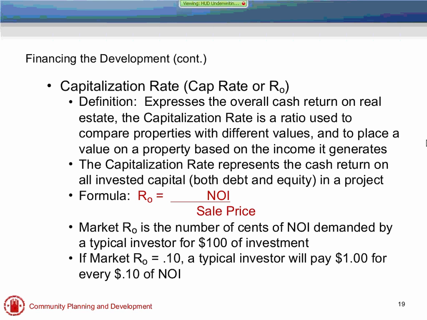The reasoning behind this is, what are investors in income properties seeking when they buy them? Well, they don't really care about how much space they're getting because they're not going to use the space. What they're seeking is an income stream, and the larger the income stream is, the more they're willing to pay. So let's move on to the next slide.